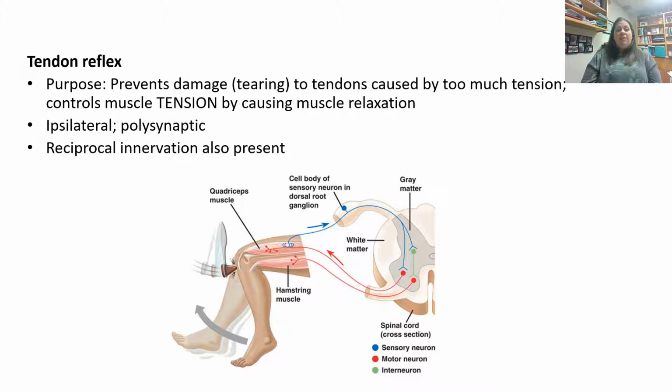Now, a tendon reflex, the purpose is to prevent damage, which is tearing of tendons, caused by too much tension. This controls muscle tension by causing the muscles to relax. These are also ipsilateral reflexes, but they are polysynaptic. They do have what we call reciprocal innervation present. So just like we just talked about, we see that the quad has got to engage and contract, but the hamstring has to relax.